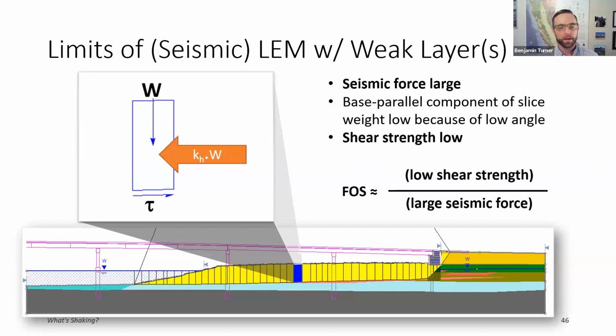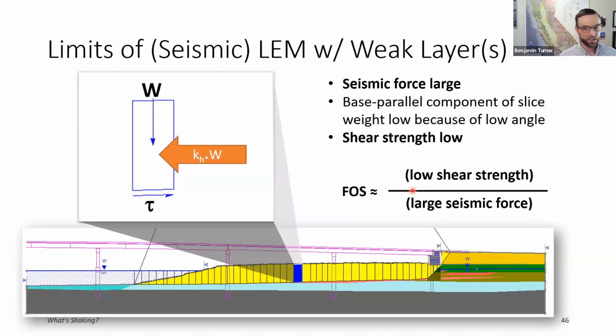When we have a low angle slide plane, like we tend to see with these seismically induced slope failures, especially along a weak layer like a liquefied layer, the base of that slice is nearly horizontal, right? And so we've got a large seismic force, that's our driving horizontal force, which is the seismic coefficient multiplied by the weight of the slice. And then we've got a relatively low shear strength along the base, especially if we have a liquefied layer. So in simplified terms, our factor of safety, at least for one slice, is the ratio of that low shear strength to a large seismic force.